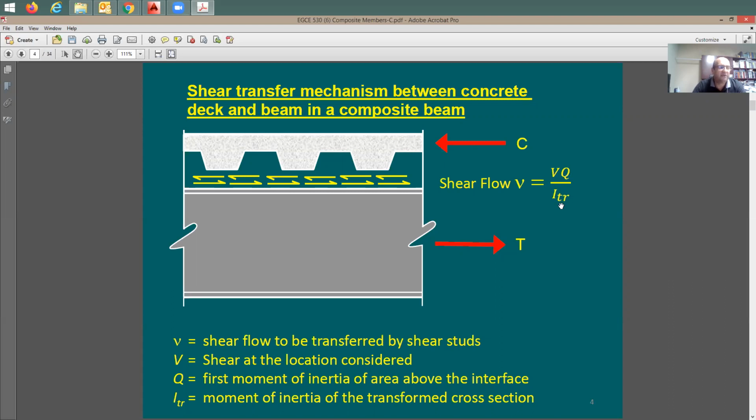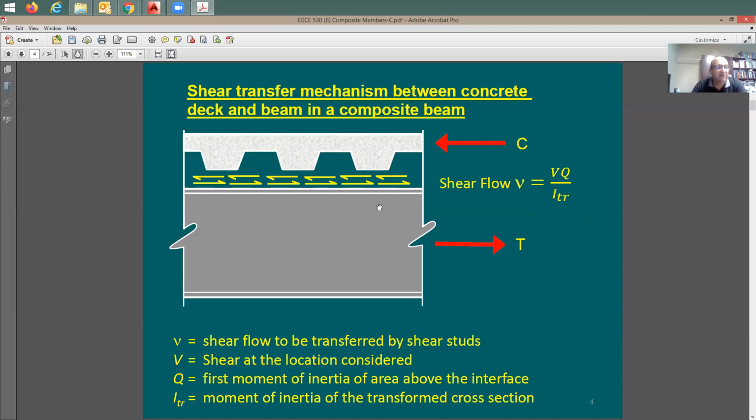It's going to be equal to V, which is the total shear, multiplied by the first moment of area, divided by I transform. This I transform means that you're going to be determining the moment of inertia considering that the entire section is made out of steel. We went through this exercise before in the inertia analysis for composite beams. What we have done is we took the concrete section and divided its width by n, which is the modular ratio.